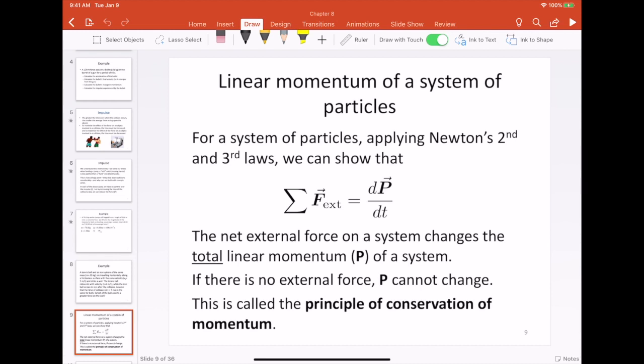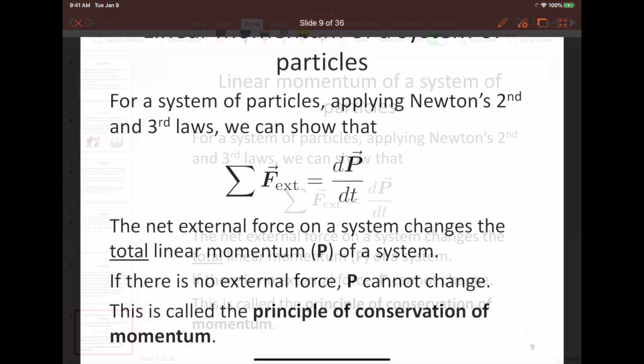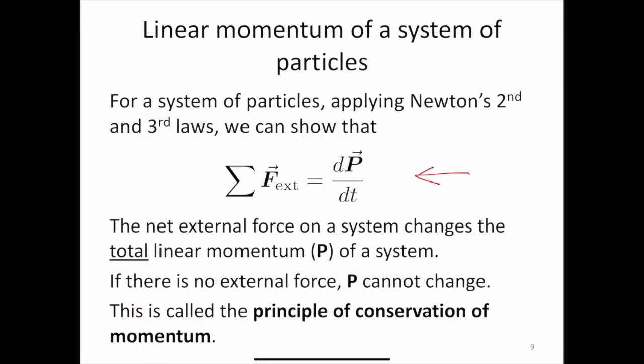All right, so in the last video, we saw that if you apply Newton's second law to a system of particles, then Newton's second law looks like this. And it says that the net external force is equal to the rate of change of the total momentum of the system. And so if the net external force is equal to 0, then the total momentum of the system is conserved.